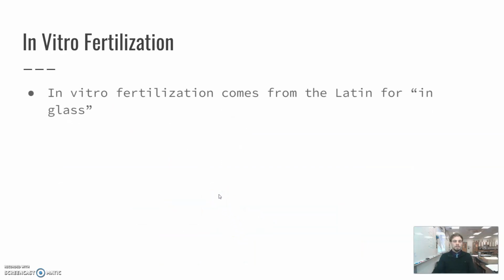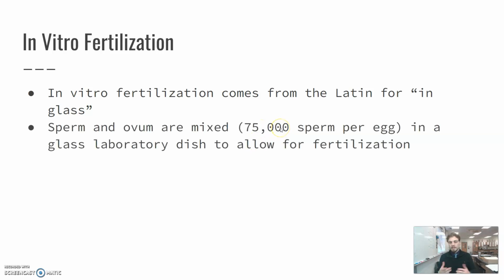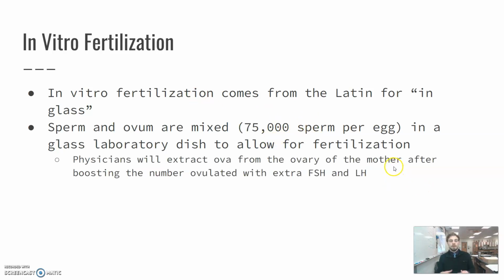Since we're talking about infertility and sterility a little bit here, we'll mention in vitro fertilization, or IVF. It comes from the Latin word for in glass. So it's in glass fertilization. You're going to have sperm and ovum mixed at about a ratio of 75,000 to 1. So 75,000 sperm per single egg. They're going to be put together in a petri dish to allow for fertilization to take place. Typically, they're going to get that egg from the mother through basically a needle that's going to suction an egg out of the ovary.